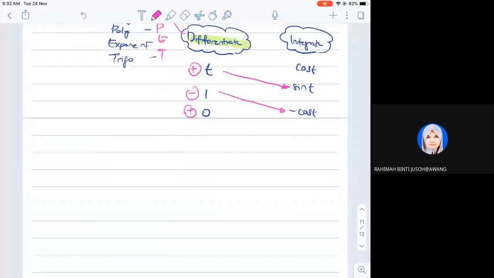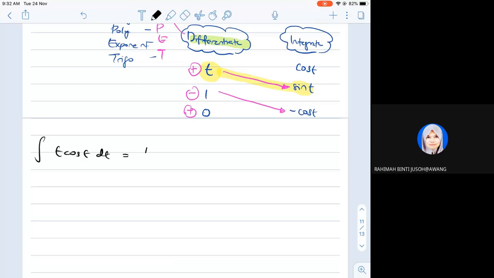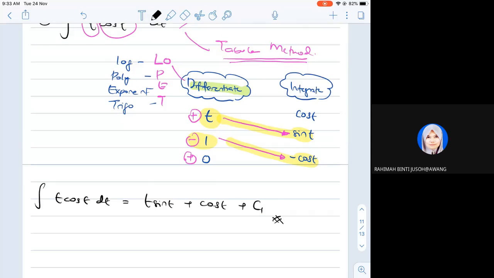Therefore, the answer for the integration of t cos t dt equals first t multiplied by sin t, so we have t sin t, and second, negative 1 multiplied by negative cos t, so we have plus cos t. Since there are no limits, we need to add C1 for the first component. So we settle the first component, just as simple as that. This is the tabular method. All right, understand this integration? Okay.